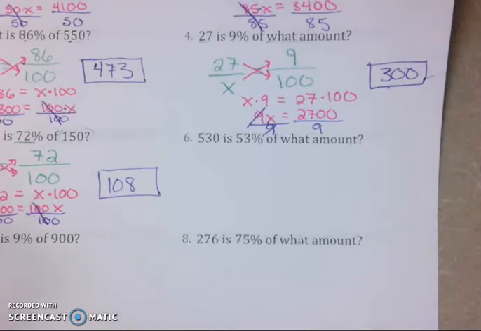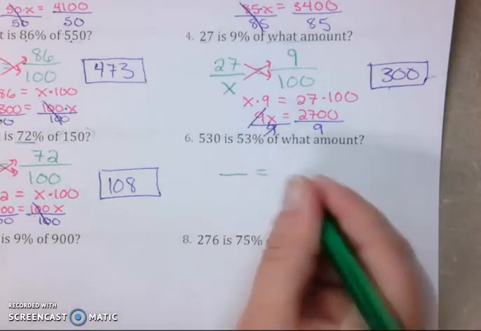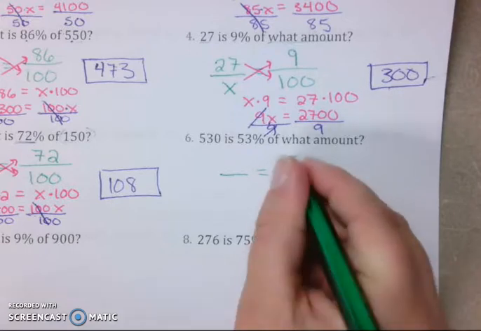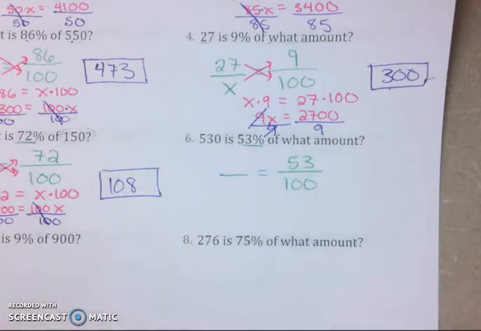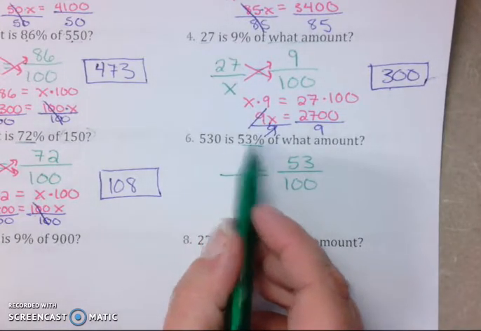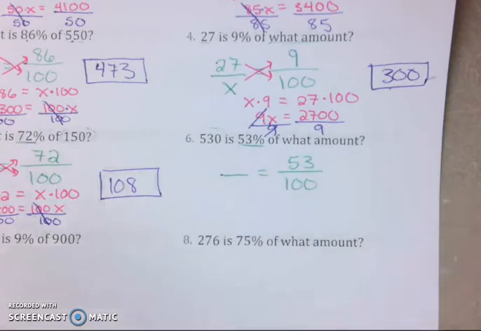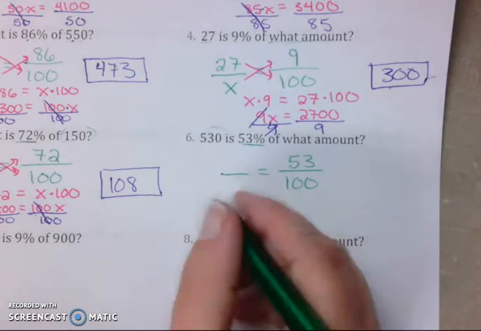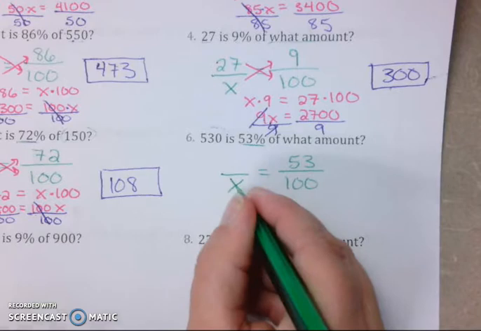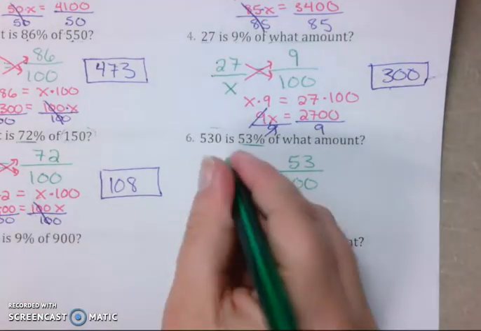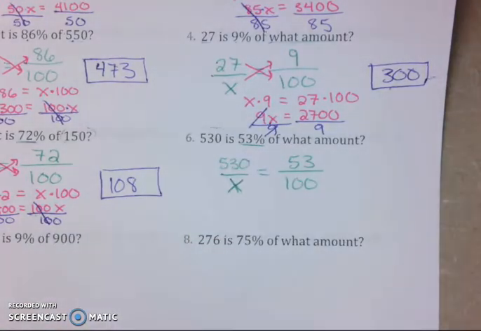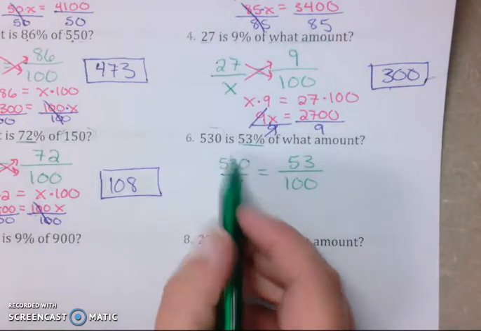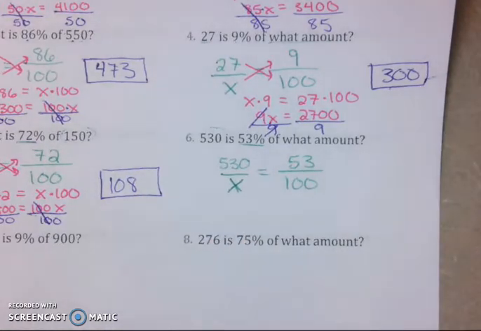Okay, let's do one more. Okay, 53%, so that goes over 100. 530 is 53% of what amount? So we're taking out 53%, taken out of the whole. We're looking at of what amount, we're looking for the whole. So 530 is a part. That's very large. That's 53%. Our answer is going to be over 1,000. This is about half, so our answer is going to be 1,000 something.